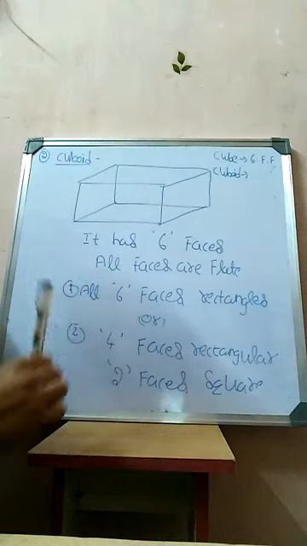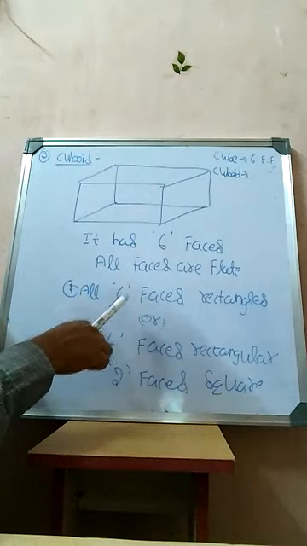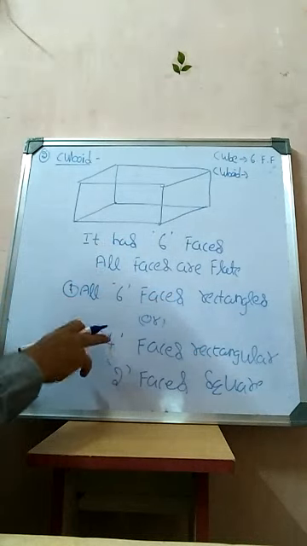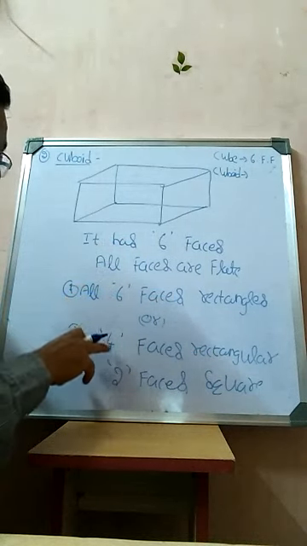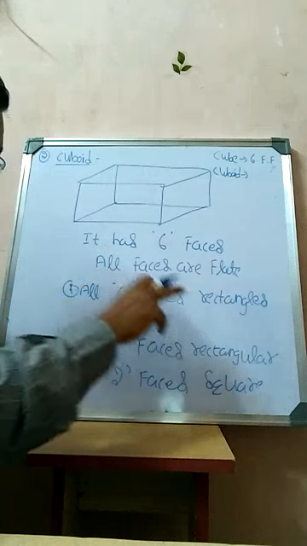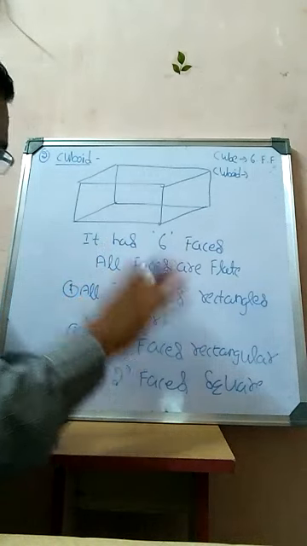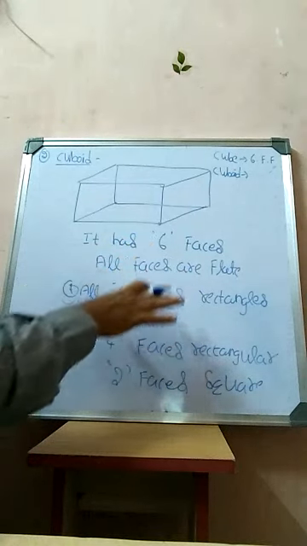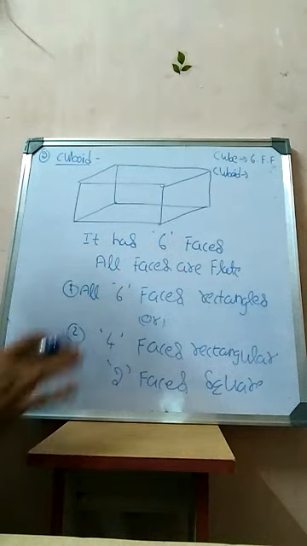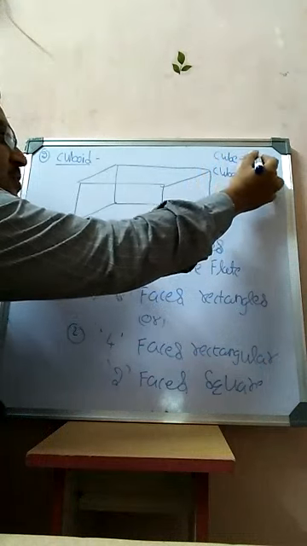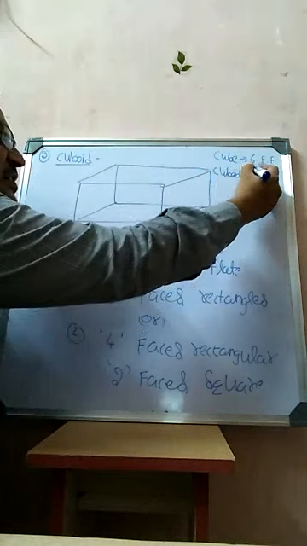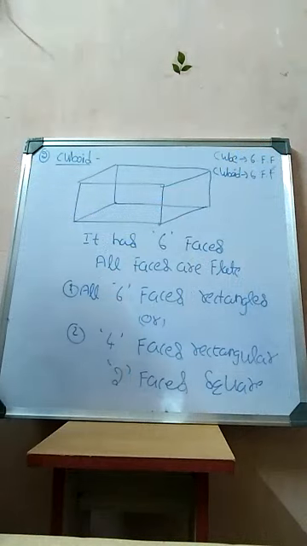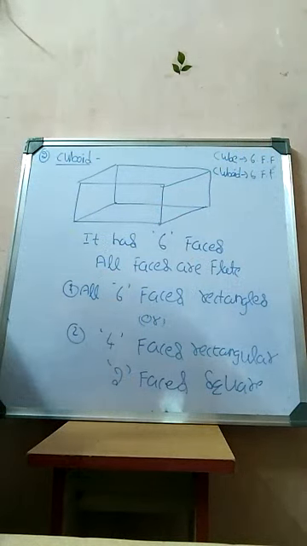Sometimes in a cuboid all 6 faces will be rectangular, or sometimes 4 faces will be rectangular and 2 faces will be square. So all the faces are flat only. We have to remember this here. So about a cube, 6 faces are flat. Here also 6 faces are flat only. About a cuboid also.